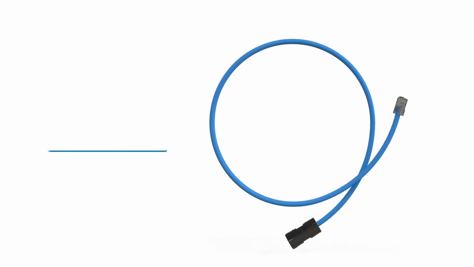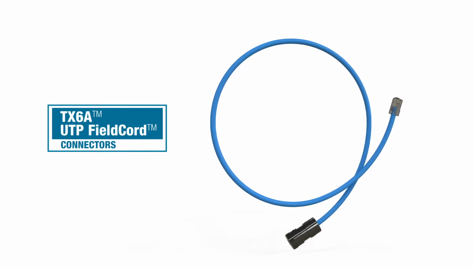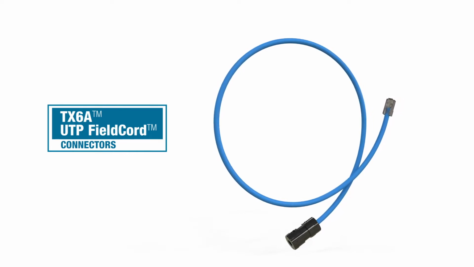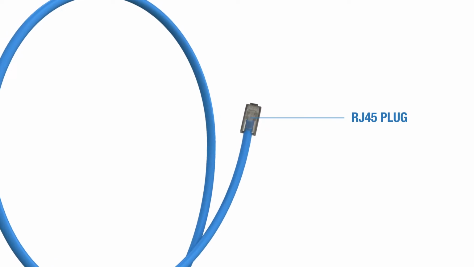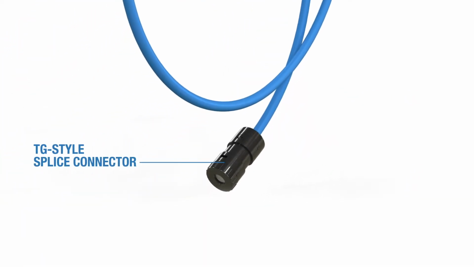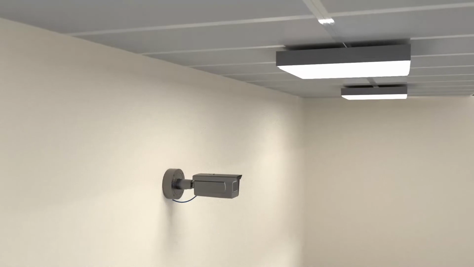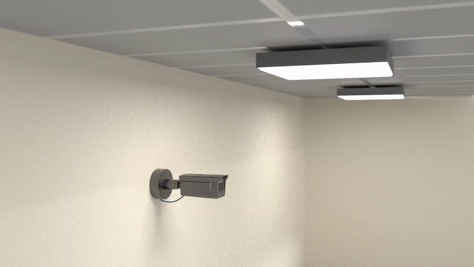Panduit has introduced a new line of TX6A UTP field cord connectors. The 6A plenum rated UTP cords come with an RJ45 plug on one end and a TG-style splice connector on the other. They are designed for indoor and ceiling applications.